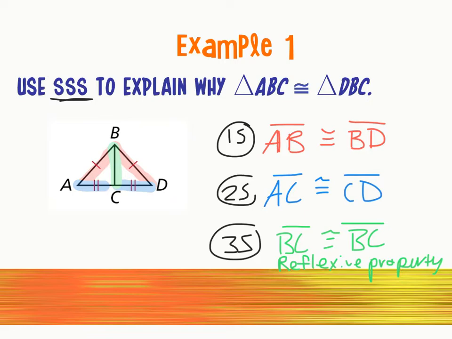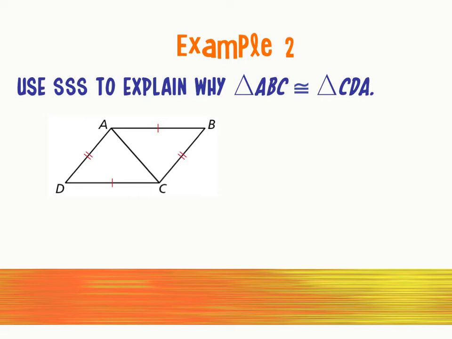So therefore, triangle ABC is congruent to triangle DBC by side, side, side. These two triangles are congruent. So triangle ABC is congruent to triangle DBC by the side, side, side postulate. Now we have another example. Use side, side, side to explain why triangle ABC is congruent to triangle CDA.